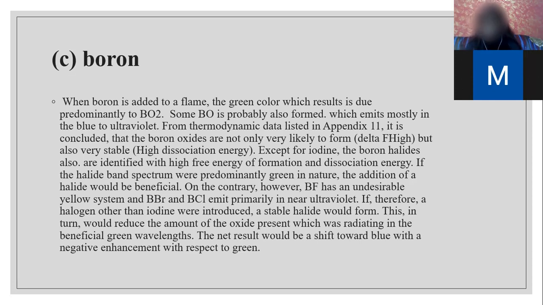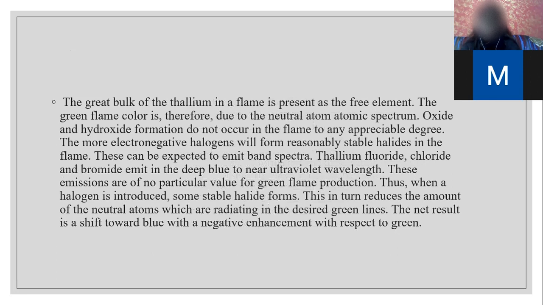If therefore a halogen other than iodine were introduced, a stable halide would form. This in turn would reduce the amount of the oxide present, which was radiating in the beneficial green wavelengths. The net result would be a shift towards the blue with a negative enhancement with respect to green. These are some journal information about these materials.